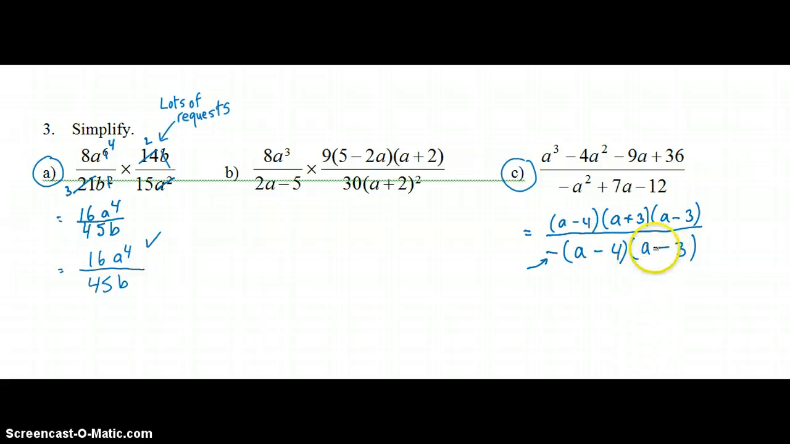And canceling there, you cancel the a minus 3 and the a minus 4, leaves you with a plus 3 over negative. Well, you can't do that. You're not allowed to do that. So we've got to put a number, put a 1. But that's not even the best way to write the answer. We just say it's a negative fraction, negative times a plus 3. Not good left like that. You got to put brackets.